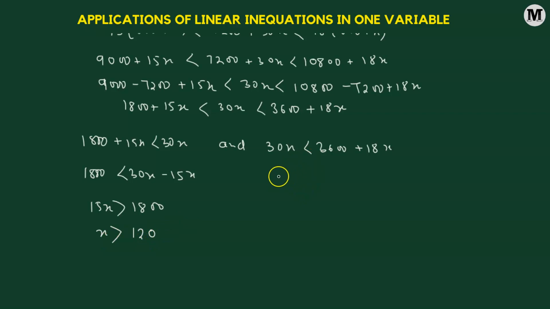Now for this inequality, we have 30X minus 18X, so that's going to be 12X. So we have 12X less than 3600, dividing both sides by 12, we have X less than 300. Now we combine these two inequalities, so we have X lying between 120 and 300. In other words, the number of liters of the 30% solution of acid must be more than 120, but it has to be less than 300 liters.